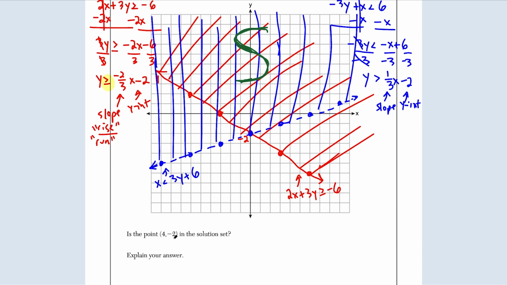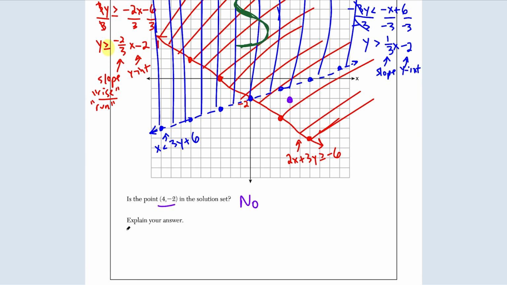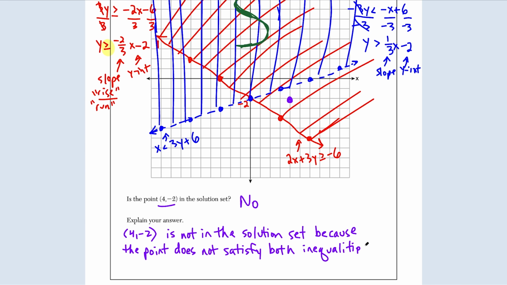So now to answer the question, is the point (4, -2) in the solution set? So now we go to the origin. We're going over 1, 2, 3, 4, and down 2. And notice here that this point is a solution to 2x plus 3y is greater than or equal to -6, but it's not a solution to the one in blue here. It is not going to satisfy x is less than 3y plus 6. So right away, I'm going to say no. And the explanation here is that it does not satisfy both inequalities. So the graph really helps us here to show that this is not a solution to the system.